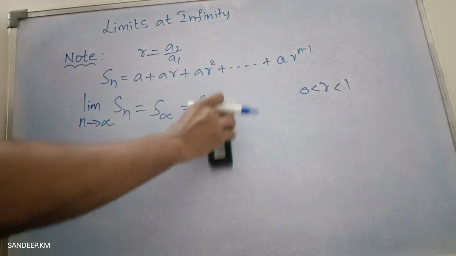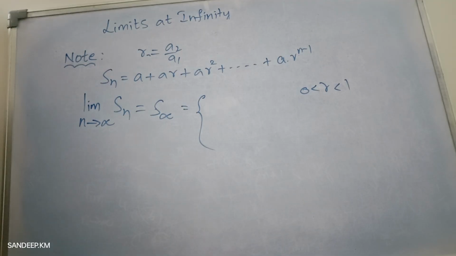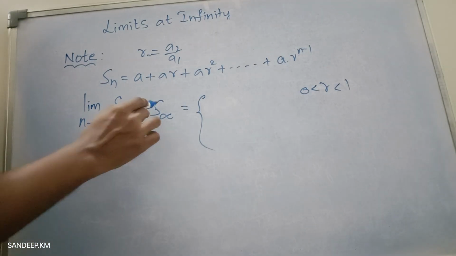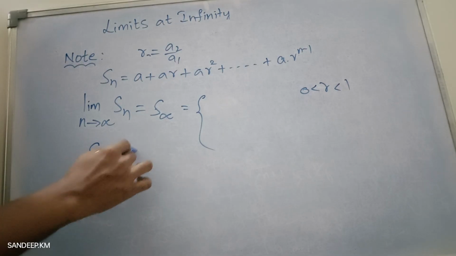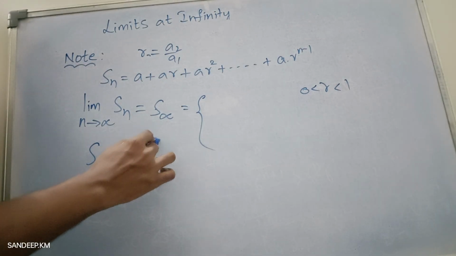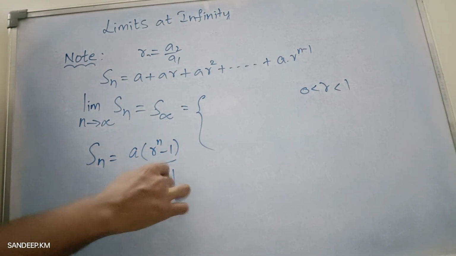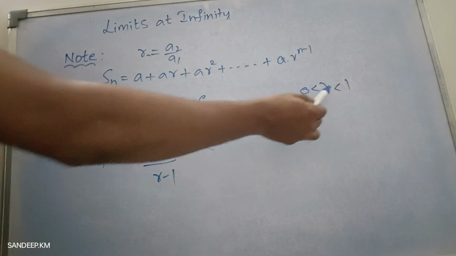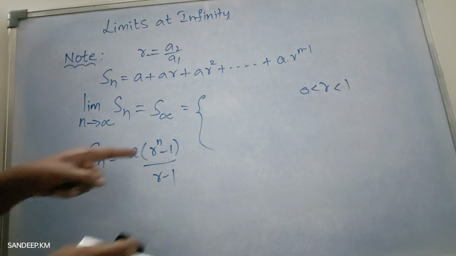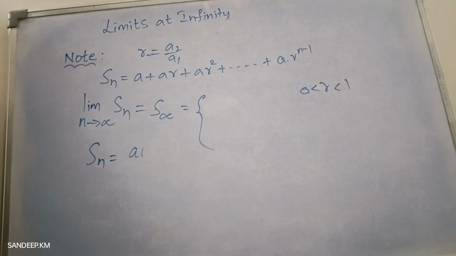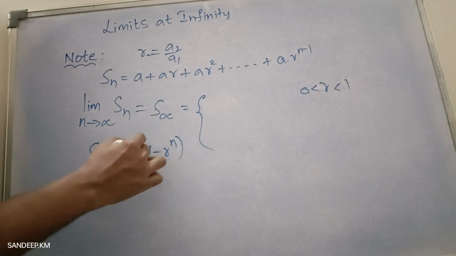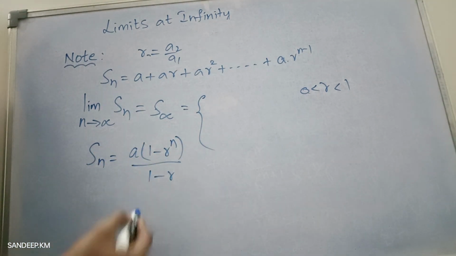Obviously what you will get, let us see first. First of all, let us try to find what the answer is when the sum of infinite terms is taken. So we know that Sn is equal to A into R power n minus 1 divided by R minus 1, and since R is a proper fraction, instead of taking R power n minus 1 by R minus 1, we will take it as 1 minus R power n divided by 1 minus R, since R is a proper fraction.